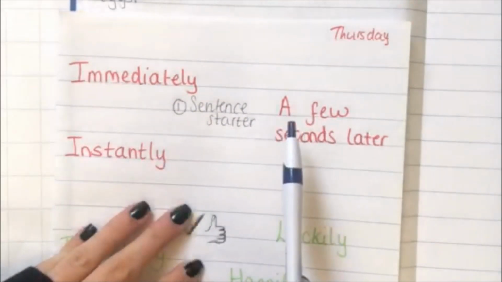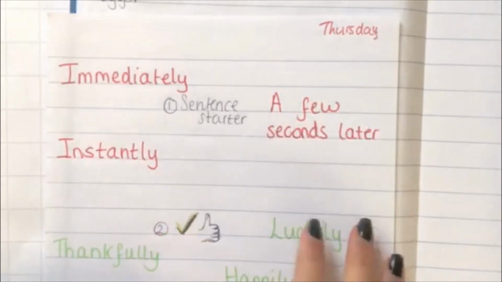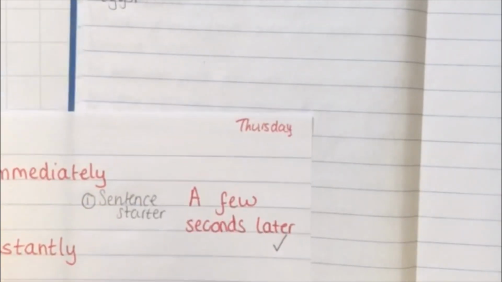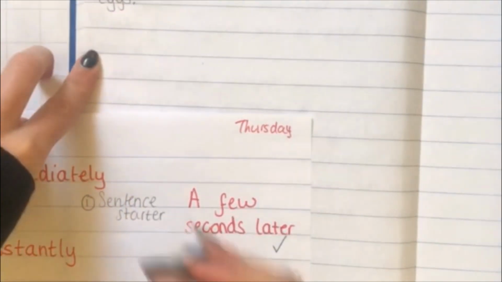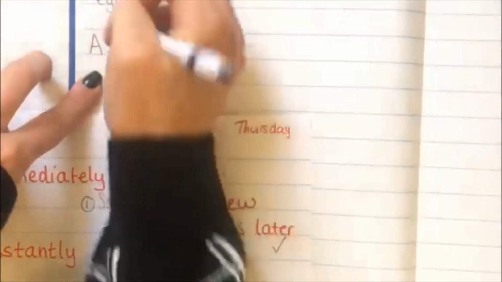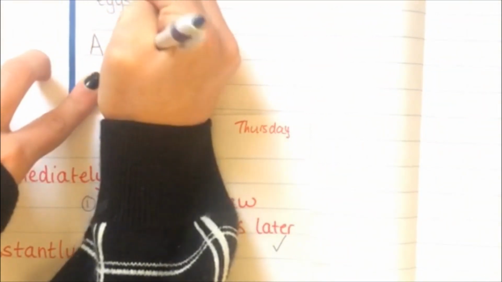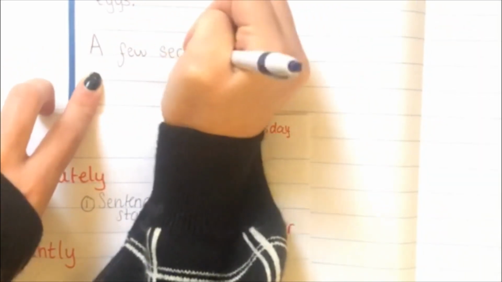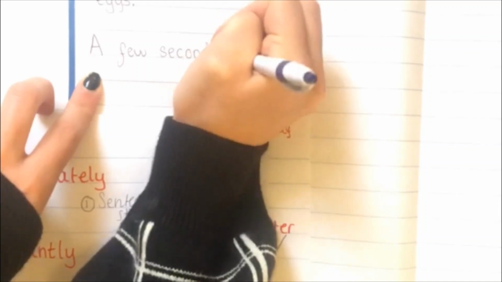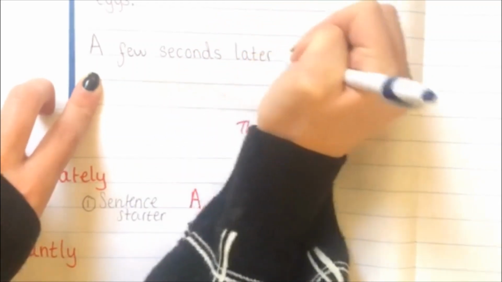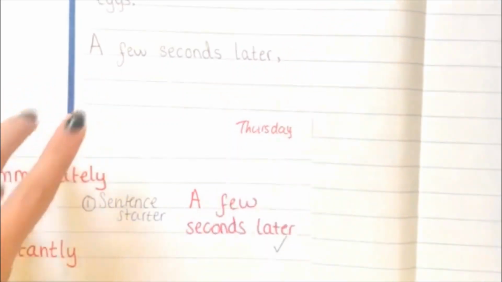I really like the option a few seconds later. So I'm going to take that off my list, a few seconds later, and I'm just going to copy that. So I'm going to miss the line from yesterday's work. Capital A, so nice and tall, a few seconds later. Another comma after my sentence starter.